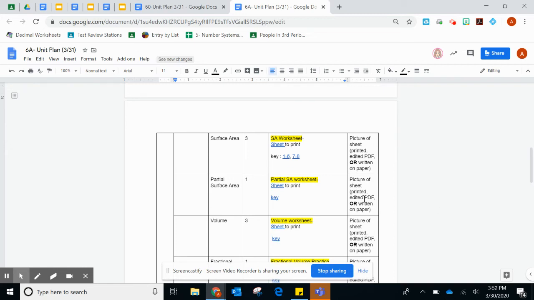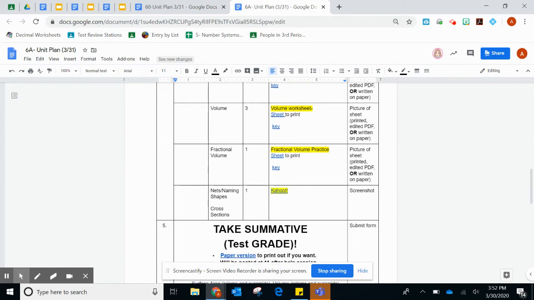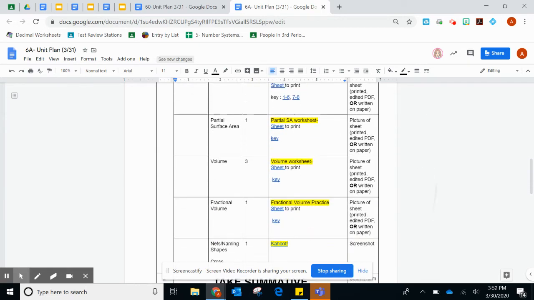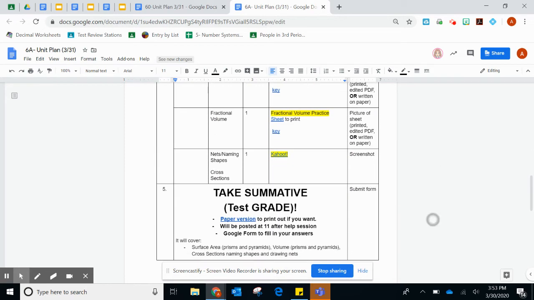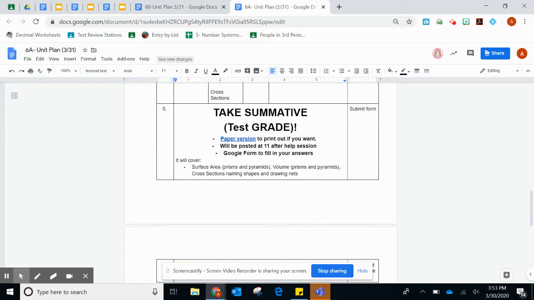Make sure you pay attention over here, it tells you how to attach your pictures, what we should be seeing. That's what we're looking for when we're grading. So you have to do at least 2 of those things to get your 4 points. Make sure you attach pictures for at least 4 points worth of things. And then when you're ready, you can take your summative assessment.